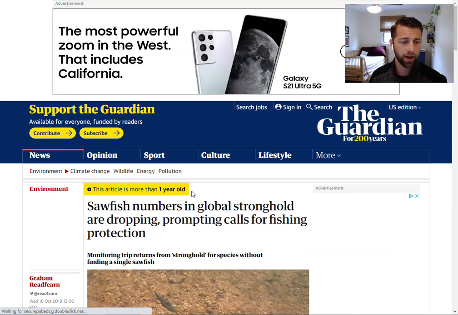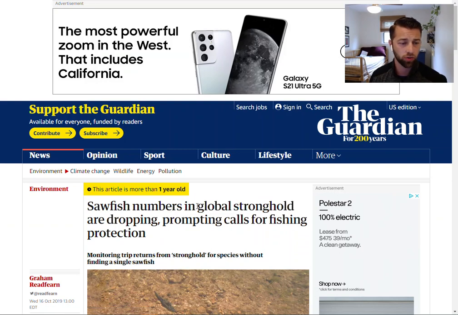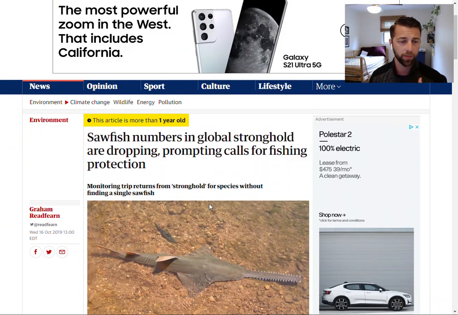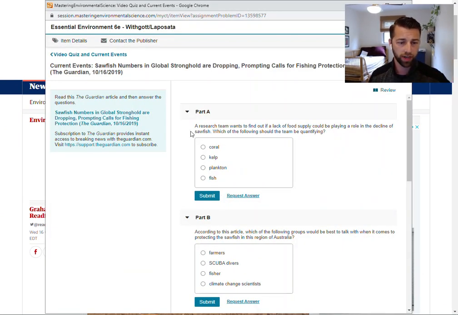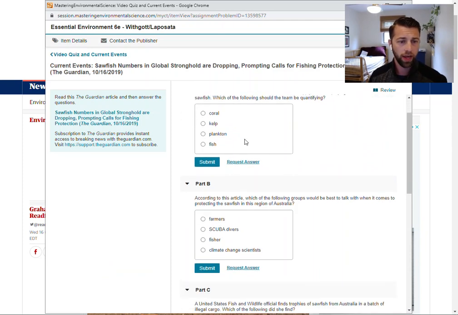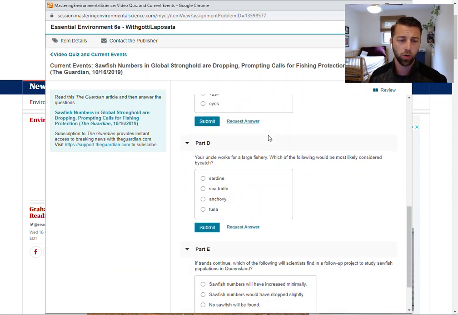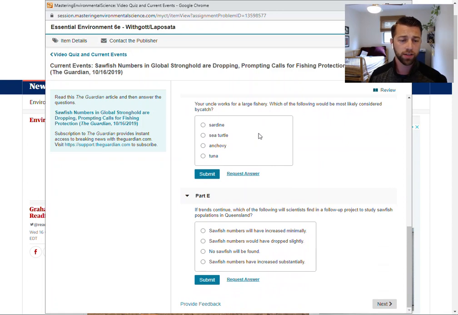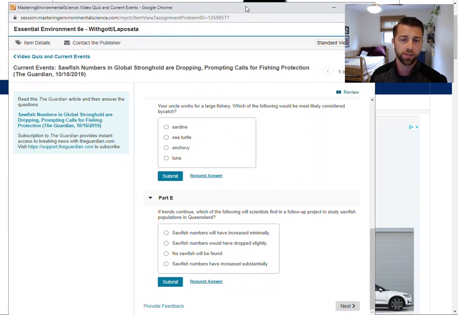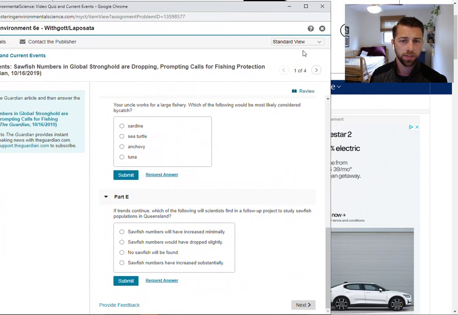This article is about sawfish numbers in global stronghold. Sawfish numbers are dropping and it talks about more fishing protections. Students would scan through or read the article, and then they have a few follow-up questions. So if current events are important to you, this is a great way not only to put current events in front of your students, but also to assess where they're at with them, in their understanding.